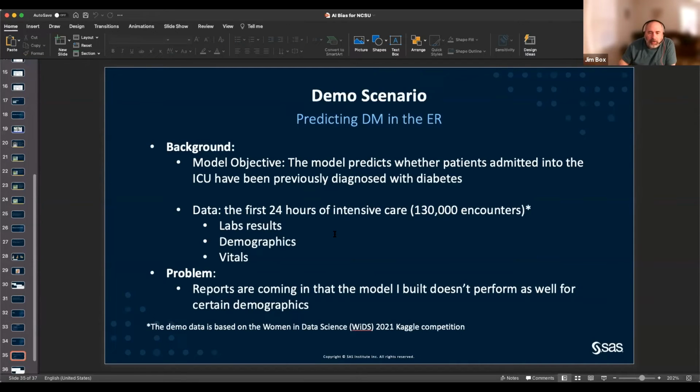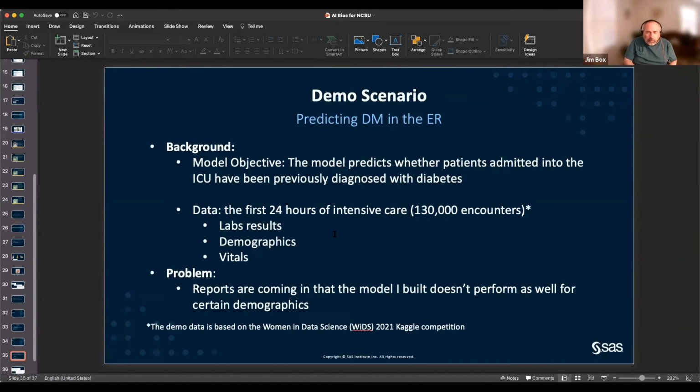So my demonstration here, I'm going to show you a couple things where we looked at a model predicting whether patients admitted to the ICU were previously diagnosed as diabetic. These are patients who have come into the ICU where we can't ask them the question. They're not conscious, they're not aware, and they can't tell us whether or not they have diabetes. It's really important to know this because that might inform the way you do some treatments. And if you don't know in these first 24 hours while this person's in the ICU whether or not they are diabetic, you might give them a poor treatment.